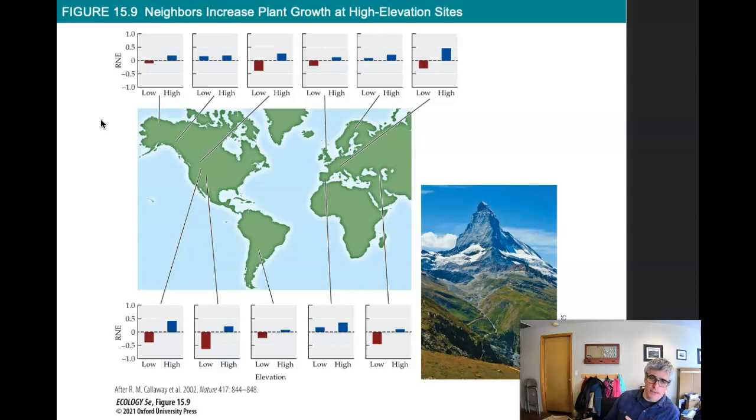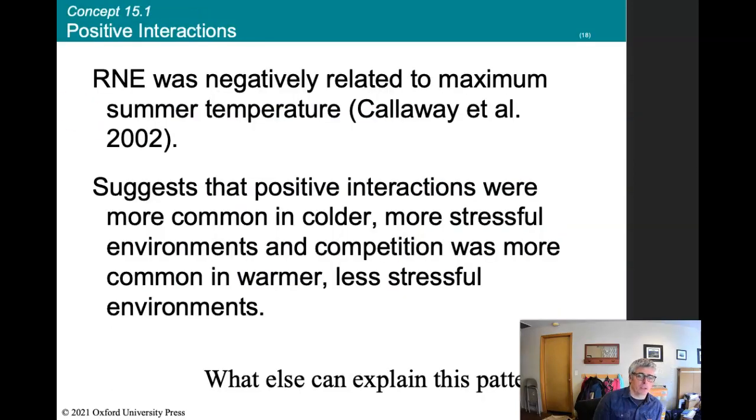And so here's an example of the same plant at different elevations having different interactions. And so there's a benefit to being at higher densities at high elevation, and at low elevations there's generally a cost to that. And so the relative nearest neighbor was negatively related to the maximum summer temperatures, and this suggests that positive interactions were common in colder, more stressful environments, and competition was more common in warmer, less stressful environments.